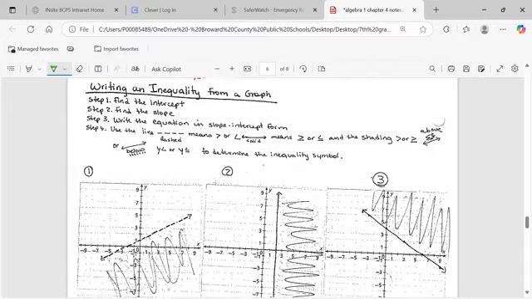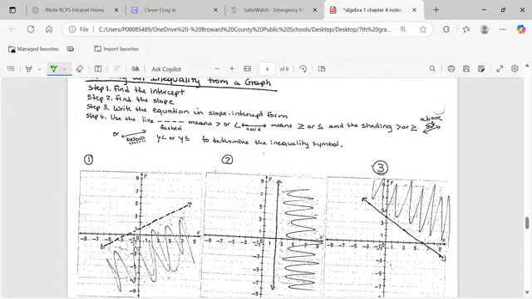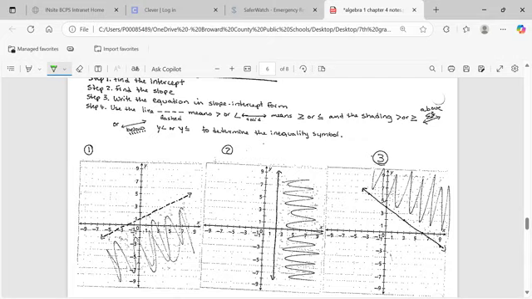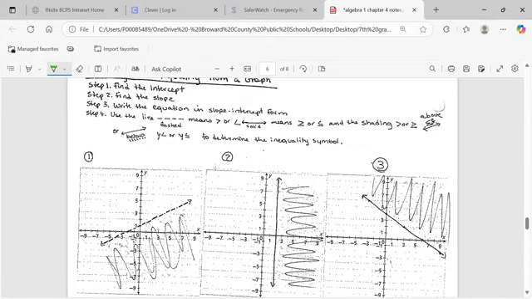All right, so now we're going to write an inequality from a graph. First, we're going to find the y-intercept, find the slope. Let's get that equation in slope-intercept form. And then we're going to determine if it's going to be less than, greater than, less than or equal to, or greater than or equal to, based on the shading.